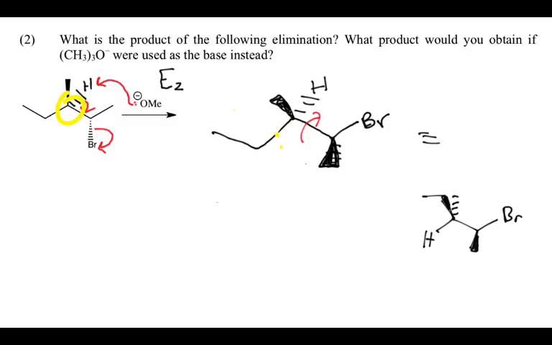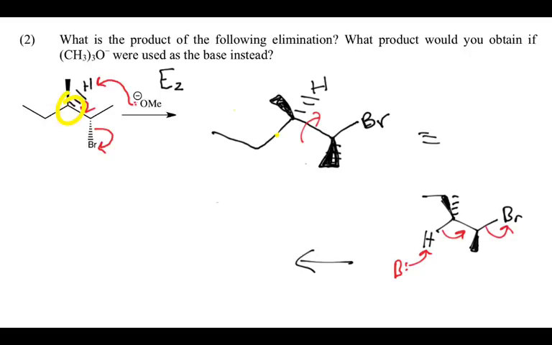I'll show you a trick in a second, but I want to make sure you understand how I'm doing this. Now we can do the elimination. See, now it's anti-periplanar. So the base comes in, kicks it out. And now what do we get? The E or the Z product.